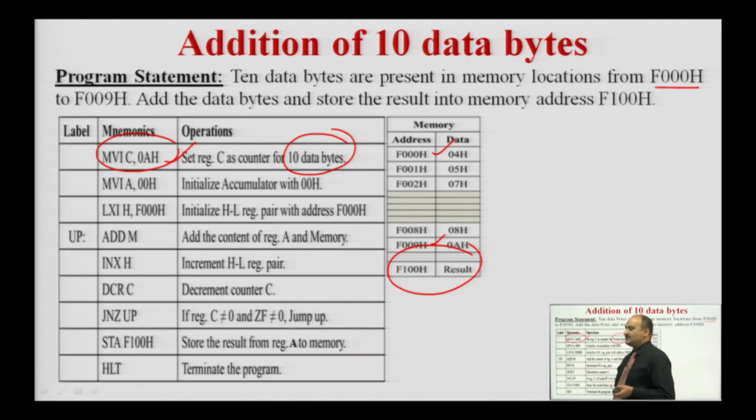Then the addition takes place along with the accumulator. So, we initialize this accumulator with 00H. Then with the help of LXI H, F000H, we initialize the HL register pair with address F000H, where the first data byte is present.